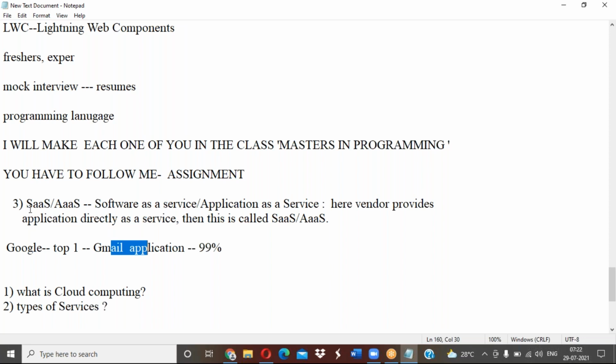See, guys, these are the three types of services given by cloud computing. Do all of you understand? In total how many? Three types of services. Good.